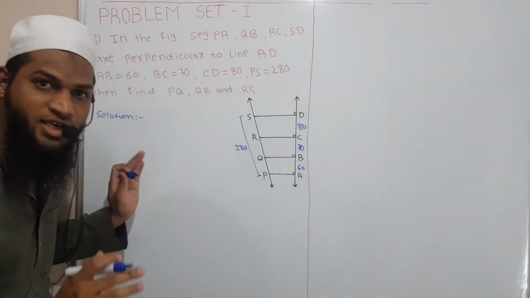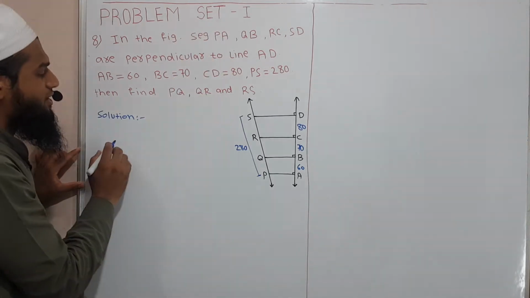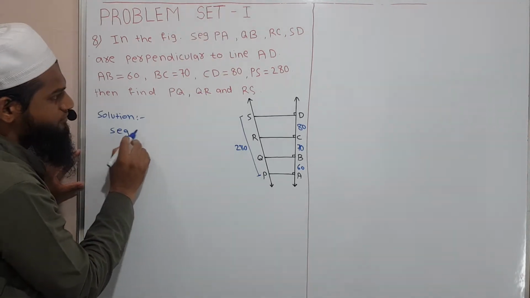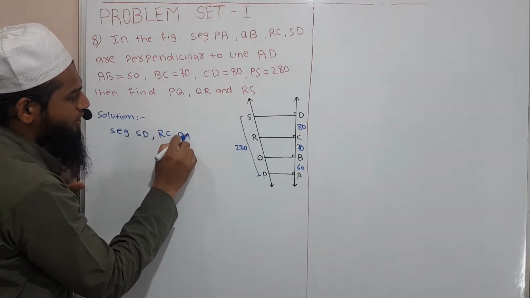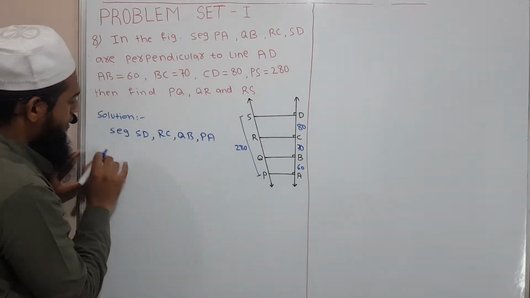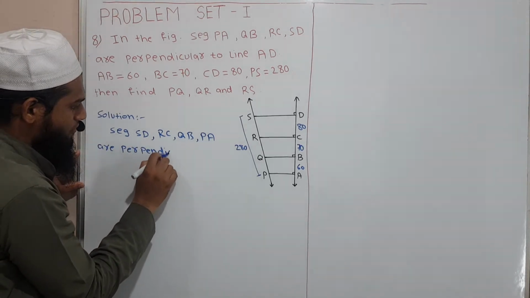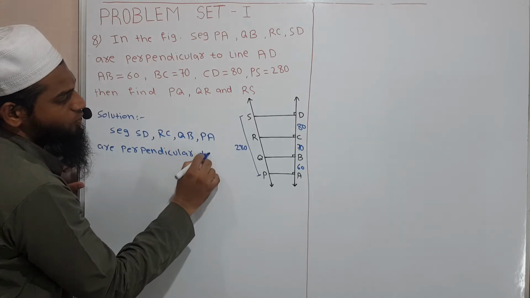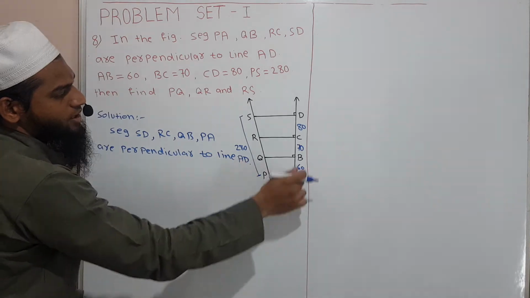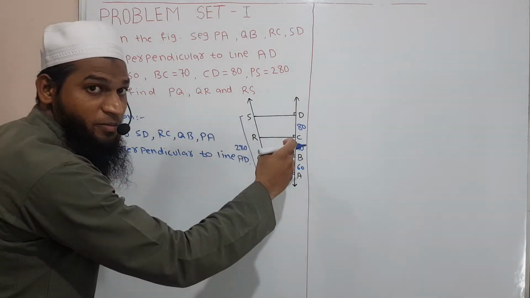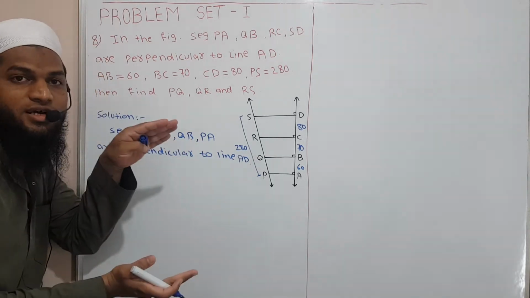First we have to write what is given. जो दिया हुआ है सबसे पहले हमको वो लिखना है। क्या क्या दिया हुआ है यहां पर मैं लिखता हूं। ओके, segment SD, RC, QB, PA are perpendicular to line AD. Okay, this is line AD. All segments are perpendicular to one line. It means that they are parallel to each other.